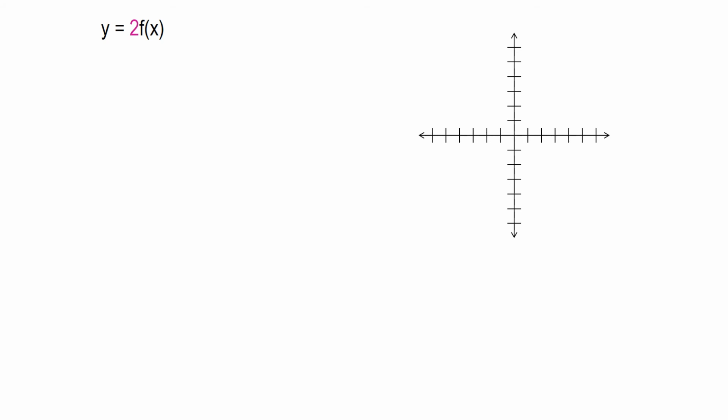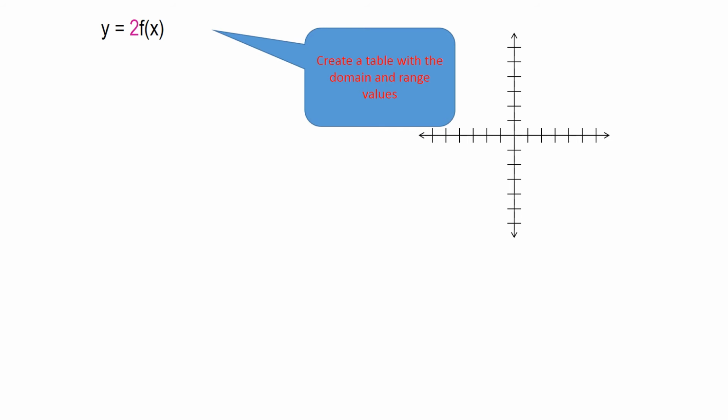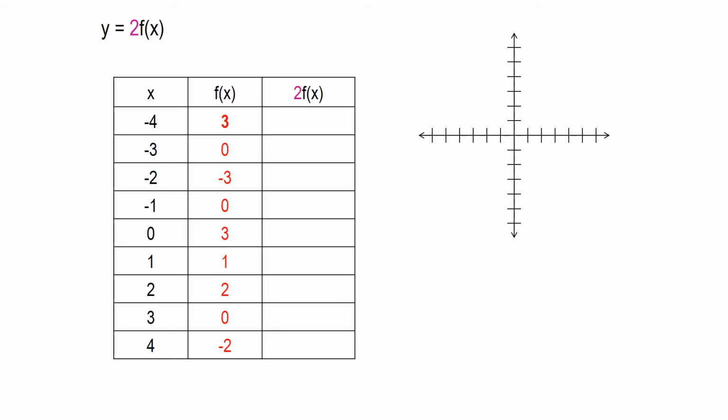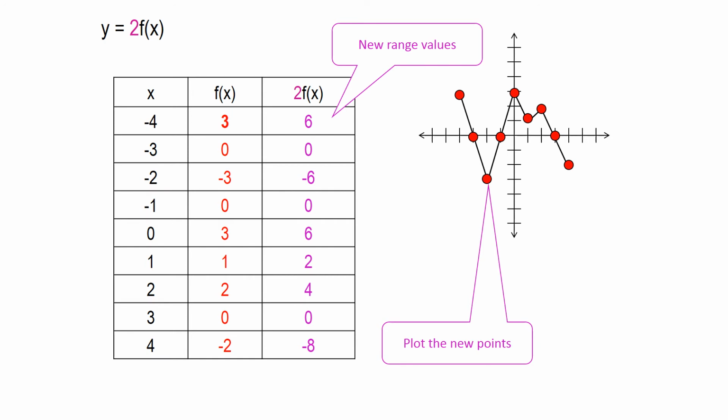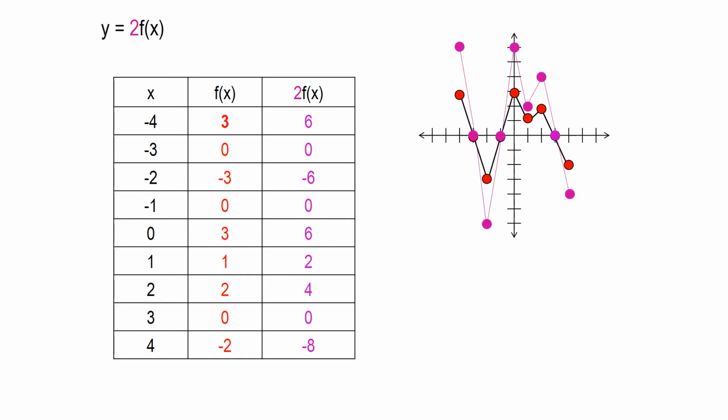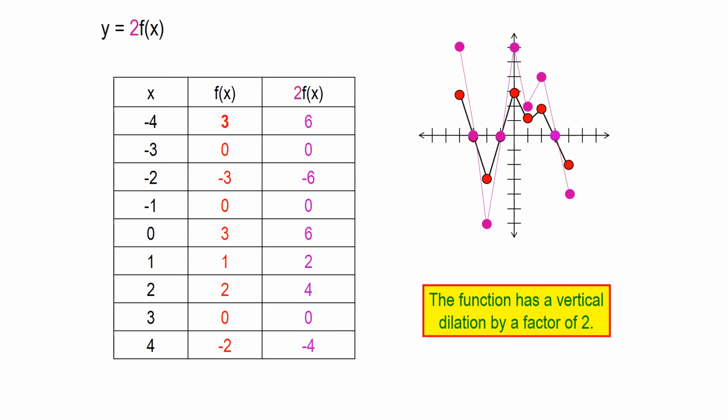Okay, here's another transformation. This one says y equals 2 times f of x. So we want to create a table with the domain and the range values. Here are the original numbers. How will we transform the new ones? Very good. We'll need to multiply all of the values in the f of x column by 2. Okay. So go ahead, plot the new points, and then write the description for the transformation. Okay, hopefully this is what you got. If not, go ahead and make the corrections and plot your points correctly. The vertical description: the function has a vertical dilation by a factor of 2. You also could describe it as the function has a vertical stretch by a factor of 2.